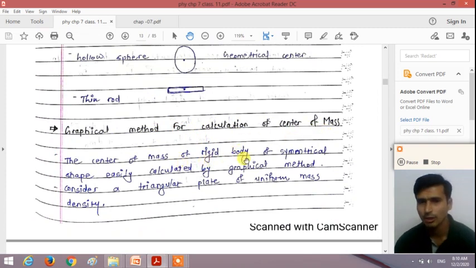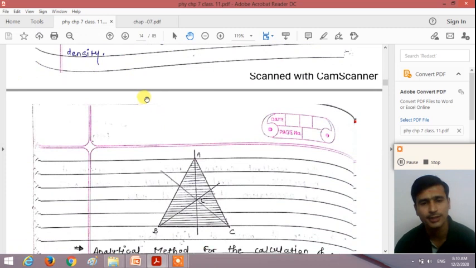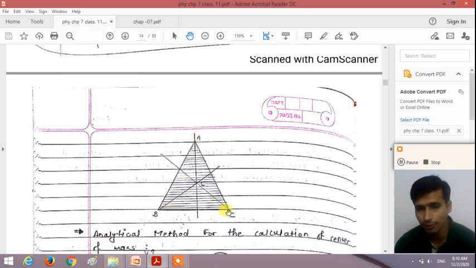The center of mass of a rigid body of symmetrical shape can be easily calculated by the graphical method. For that, we consider a triangular lamina plate of uniform mass distribution. How can we calculate the center of mass graphically? Take any one side of this triangle and convert the triangle into thin strips, and locate the center of mass of the thin strips. We get one altitude of the triangle. Similarly, find all the altitudes of the triangle.